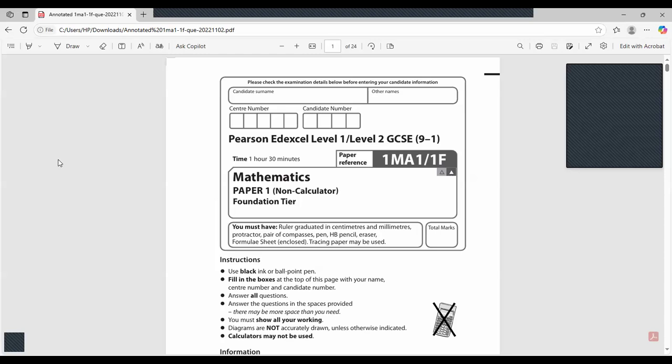Is this something that you can do, or would you like us to do? Let me take pictures of this paper and send it to you. Okay, all right. Okay, I'll be waiting.